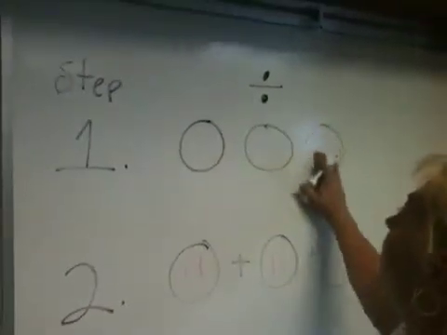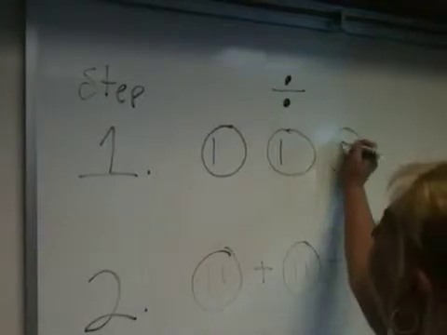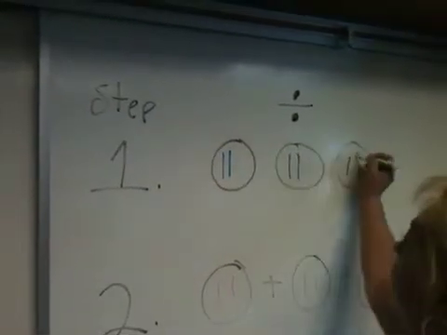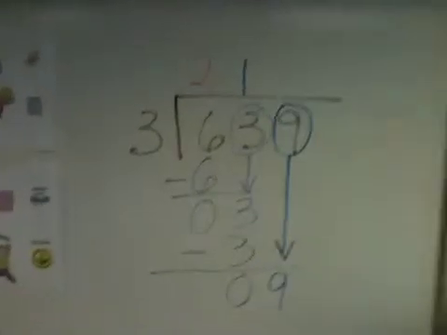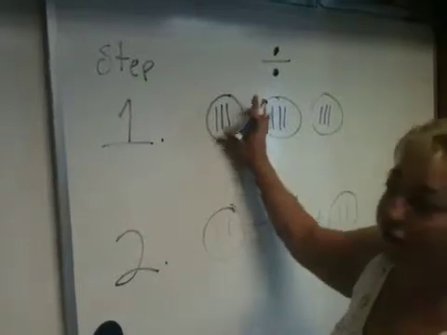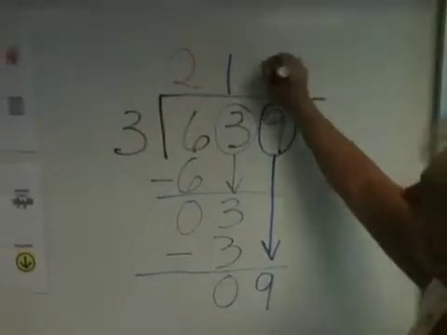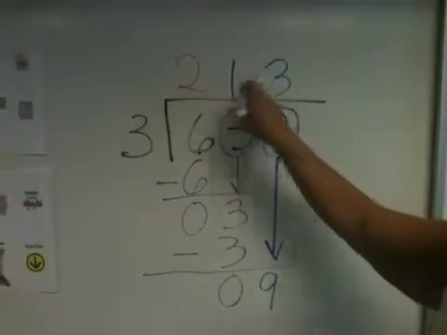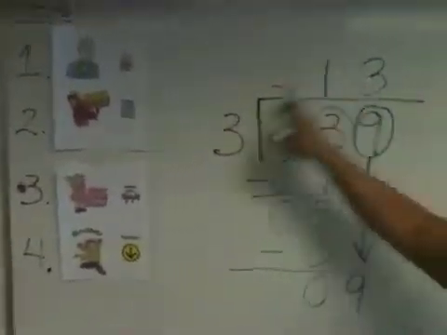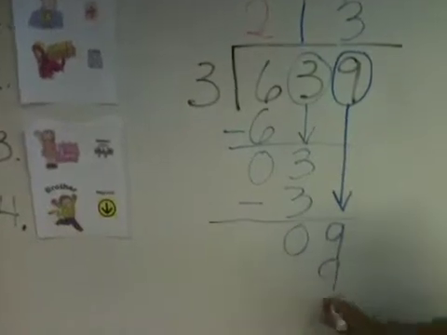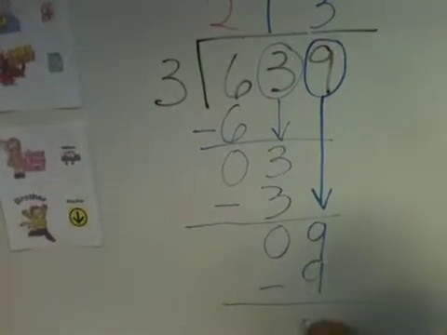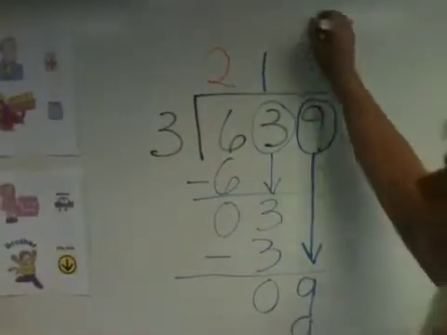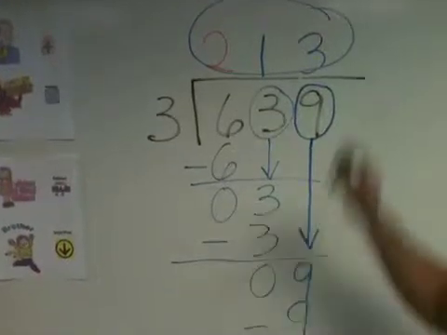We have 3 groups. We have a total of 9 that needs to go into these groups. 1, 2, 3, 4, 5, 6, 7, 8, 9. Leaving us with how many in each group? 3 in each group. We go back over to our division problem. We put the 3 above the 9. Go to step number 2. 3 times 3 is 9. Go to step number 3, which is sister subtract. 9 minus 9 is 0. And there you have it. Your answer is 213.